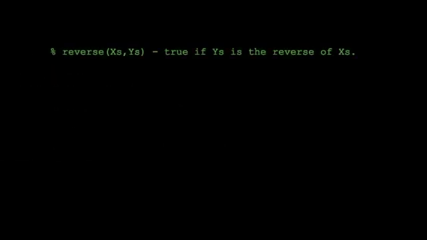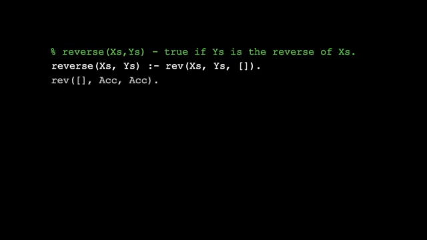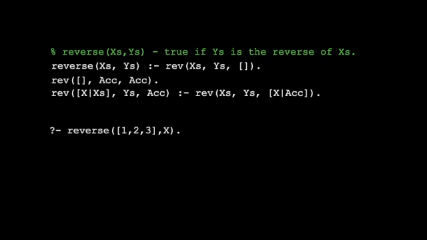Now we write the predicate reverse, which is going to be true if the second argument is the reverse of the first. To accomplish that, we can take advantage of a helper predicate and the use of an accumulator. As seen, reversing something is symmetric, so logically it doesn't matter if we ask to reverse the first or the second argument.